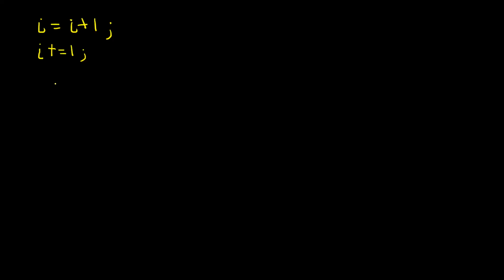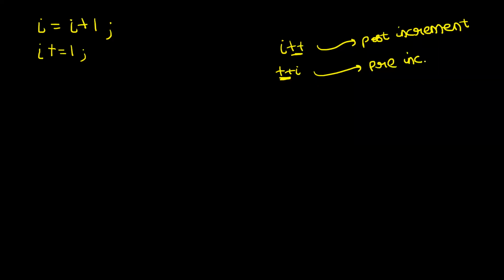Now comes i plus plus and plus plus i. Because plus plus is coming after i, we call it the post-increment operator. When you write plus plus i, first you are doing the addition, and then you are using the value of i. So plus plus i is known as pre-increment. When plus plus comes before the variable, we call it the pre-increment operator. Now, what is the fundamental difference between these two?